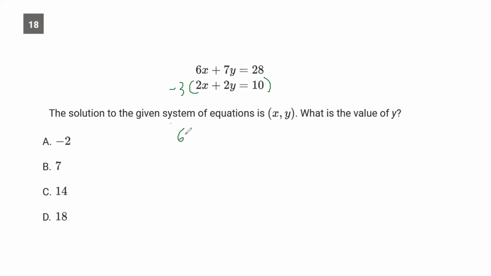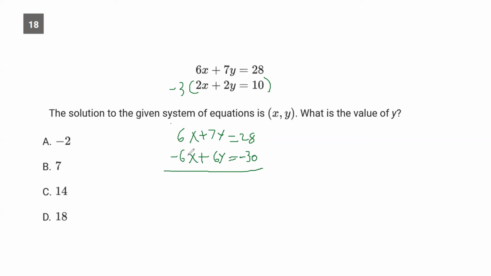So we're going to have 6x plus 7y equals 28. And then you'll have -6x plus 6y equals -30. Why did I multiply by -3, right? Because multiplying by that, 2 goes into 6 by doing that. And now we can get the x's to cancel, right? So I should have mentioned that.